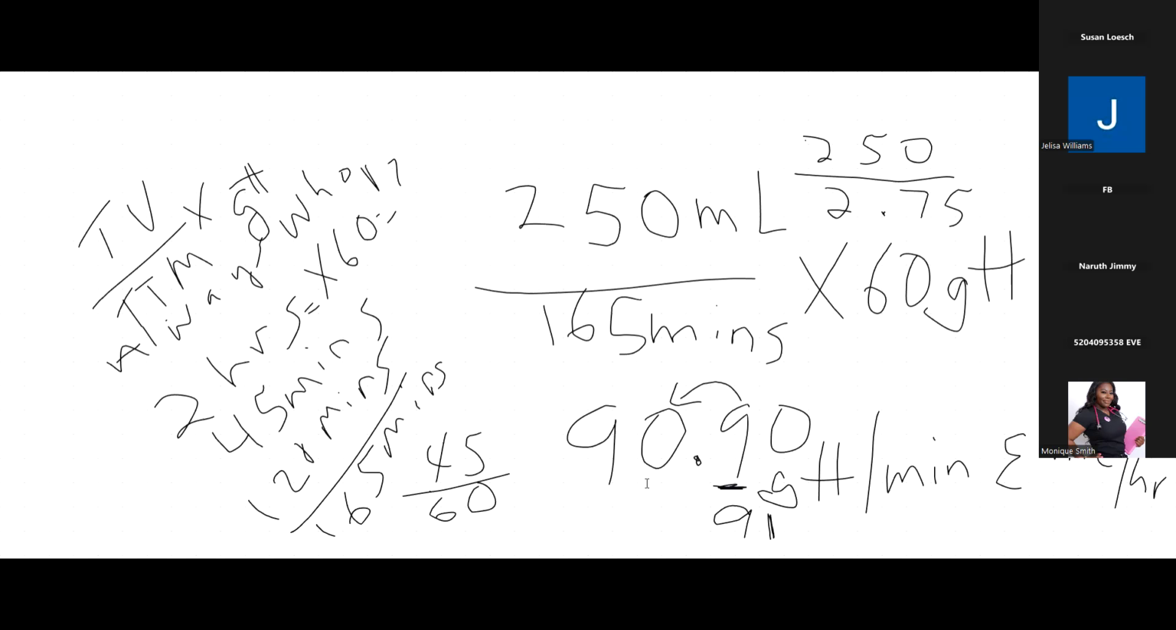And go ahead and do the math both ways. 250 divided by 165 times 60, and then do 250 divided by 2.75. You should get the same exact answer. Did you?